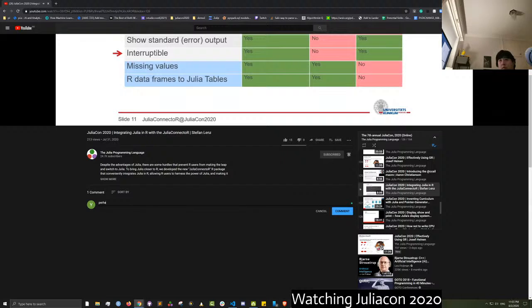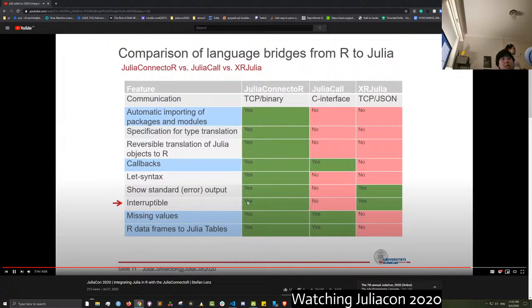Another advantage of using TCP is that it allows to implement features for interactive use which are not available in JuliaCall. Interrupting long-running calls is possible via the Julia connector in a clean way with this. This is especially important for deep learning. If you experiment with some deep learning model, for example, you may change your mind if a call takes too long and would like to interrupt it. Showing standard output and standard error output, including warnings, is also an important feature for the interactive use.